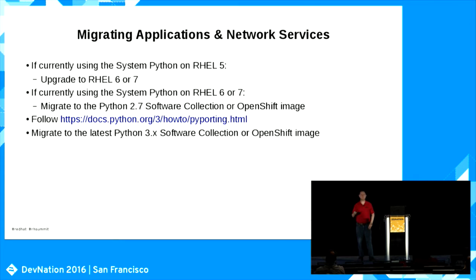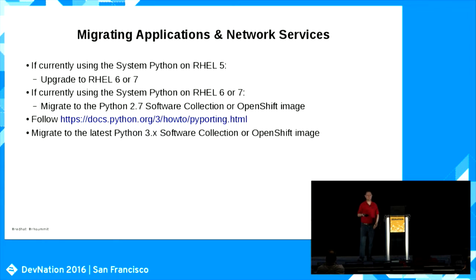So how to actually do that for applications and network services? If you're currently using the system Python on RHEL 5, the fact that RHEL 5 doesn't have a lot of the forward compatibility features that were added in Python 2.6 and 2.7 really increases the complexity significantly. So if you can, you really do want to upgrade to RHEL 6 or 7 first, so your baseline Python is 2.6 or 2.7.